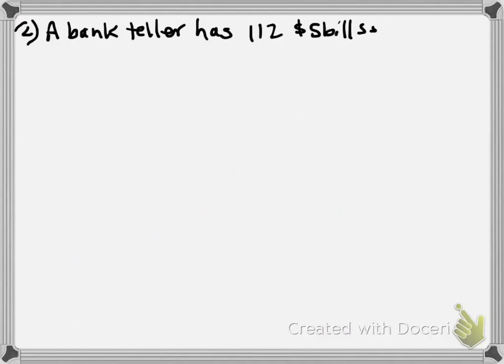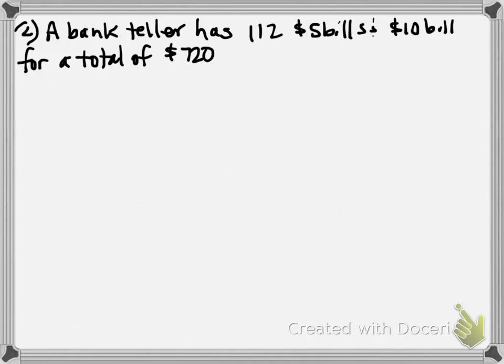So the second problem is going to be the second one on your sheet there, and it's about the bank teller. So we have a bank teller who has 112 $5 bills and $10 bills for a total of $720.